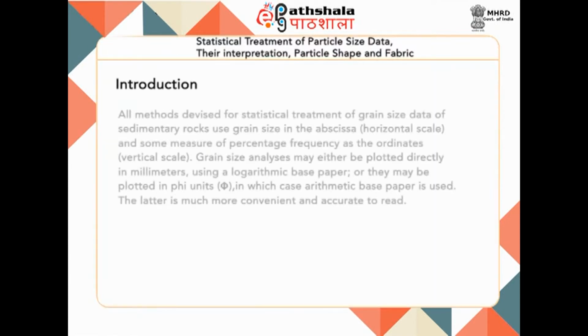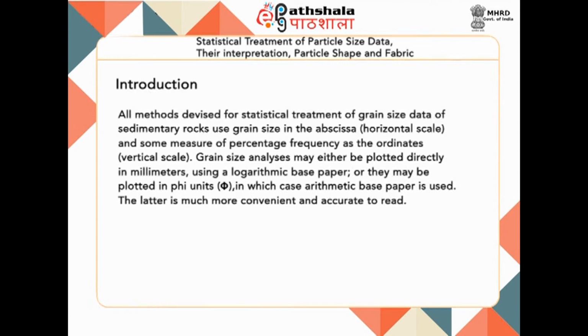All methods devised for statistical treatment of grain size data of sedimentary rocks use grain size on the abscissa, that is the horizontal scale, and some measure of percentage frequency as the ordinate, that is the vertical scale. Grain size analysis may either be plotted directly in millimeter scale using logarithmic base paper, or in the phi scale or phi unit, in which case arithmetic base paper is used. The latter is much more convenient and accurate to read.